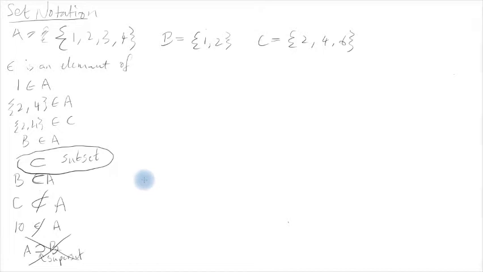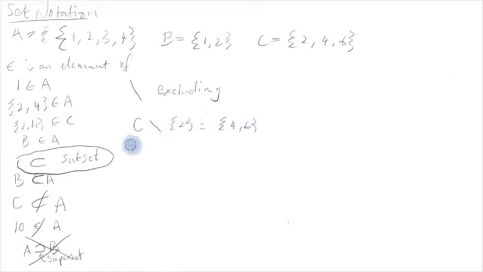A couple of extra things. First, this backslash means excluding. For example, suppose I want the numbers 4 and 6. I could say that is C excluding the number 2. So everything in C except for the number 2 is the set 4 and 6. Excluding means not in there.